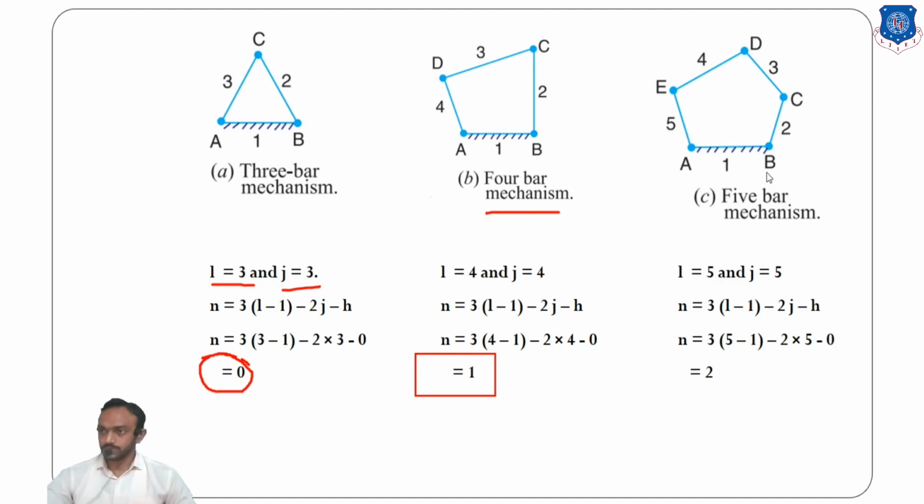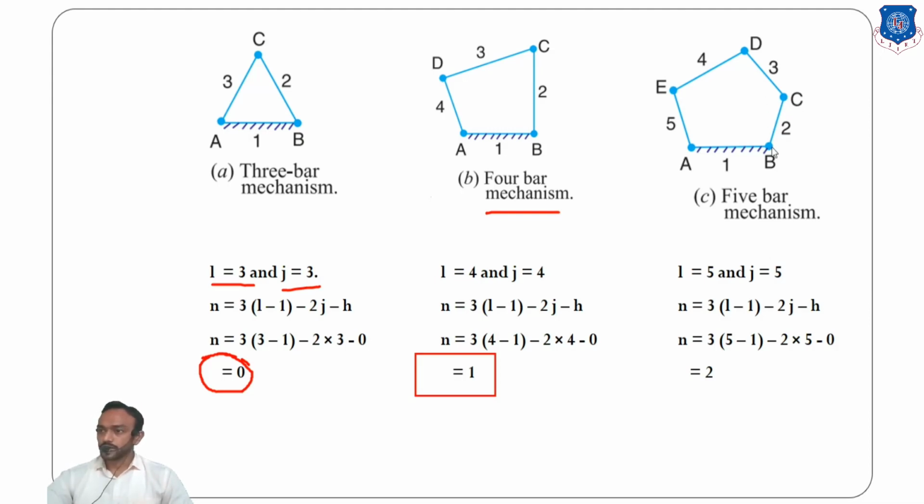Now the last one: 5 links, 1 2 3 4 5, and 5 joints. All joints are binary, so j is equal to 5, and there is no higher pair, only turning pairs are there. So h is equal to 0 in all these examples. So what happened? Degree of freedom 2. Why is there a degree of freedom 2? What is the meaning of degree of freedom 2?